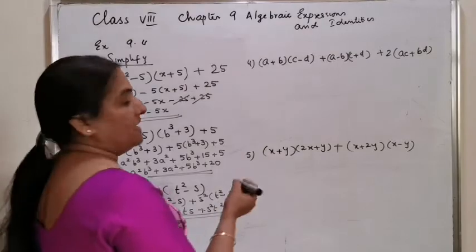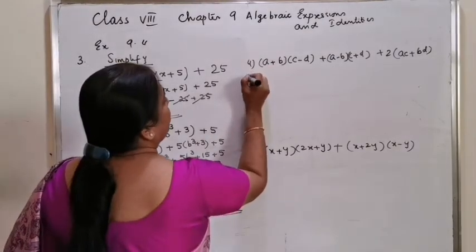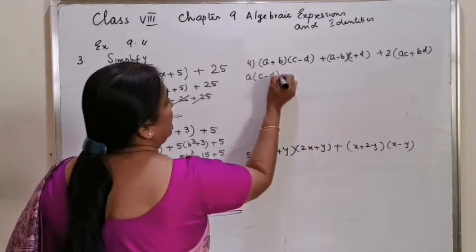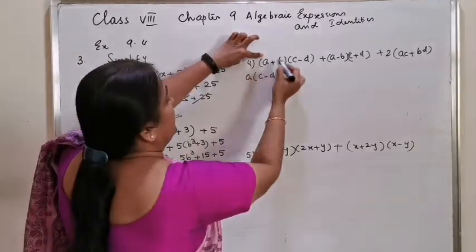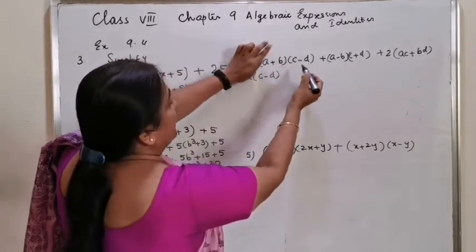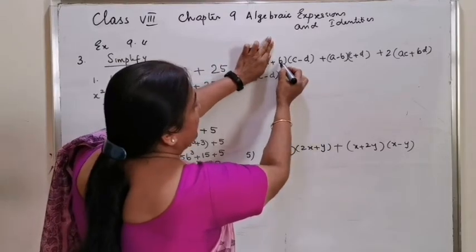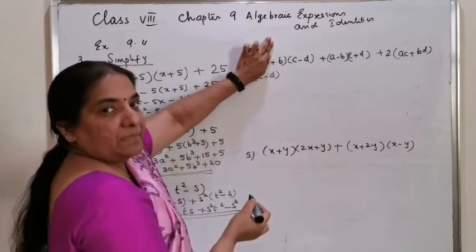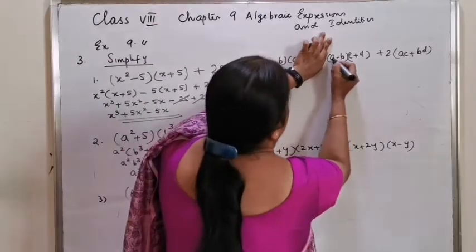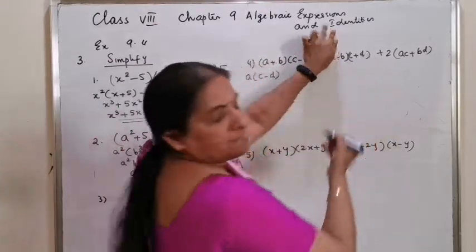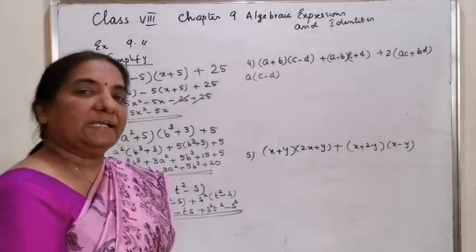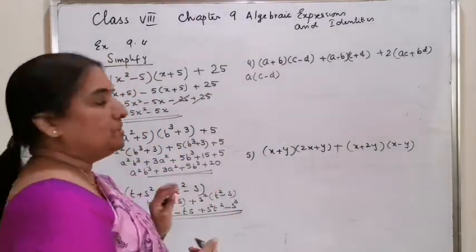Here also be careful with expansion. A into c minus d. Those who can do it at a stretch can do it in your mind. AC, AD. Keep your fingers here, hands here. BC minus BD. Similarly, AC, AD minus BC minus BD. Those who can do it directly can do it, or you can write one more step.